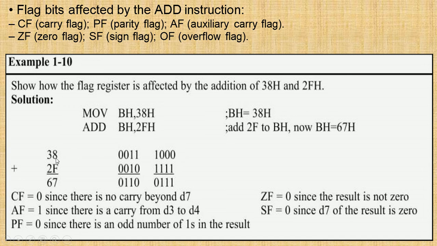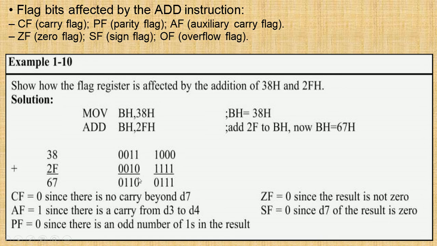See here, 38 in hexadecimal. What is the binary equivalent of 38? 0011 for 3, and 8 is 1 followed by 3 zeros. 2F is 0010 for 2, and F is 4 ones, which is 15 in decimal. Therefore, 38 plus 2F, we can add. If you add these two numbers, 1 plus 0 is 1, 1 plus 1 is 0, carry 1. That will be a carry from D3 to D4. If there is a carry from D3 to D4, the auxiliary carry is generated. Here the carry flag is set.